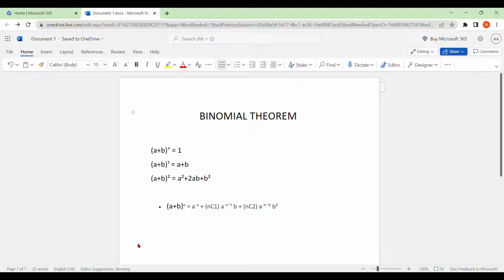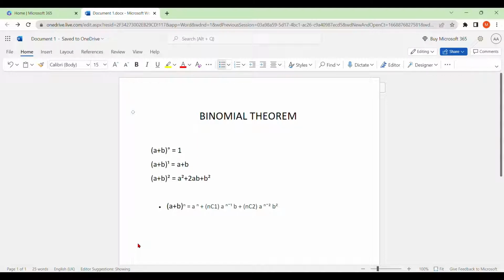Today we'll be doing binomial theorem, so let's start with the basic formulas. (a + b) to the power 0 is equal to 1. Anything to the power of 0 is always 1. And as we all know, (a + b) to the power 1 is a + b itself. (a + b) squared is equal to a squared plus 2ab plus b squared.